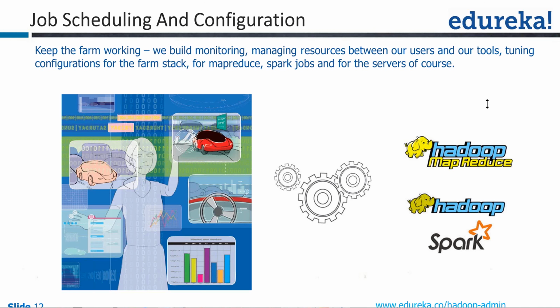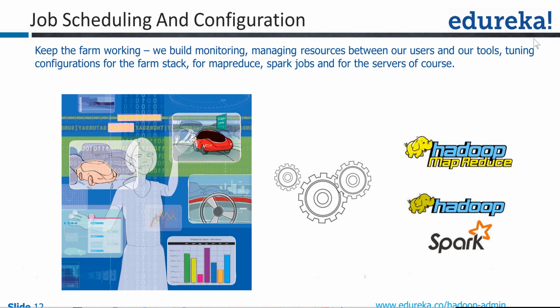How will you distribute those resources? How will you manage those resources between multiple users? That's a bit of a challenging task. Let's say I have 100 gigs of memory on my cluster. How will you distribute it across multiple projects? There's always a fight over resources between various projects.